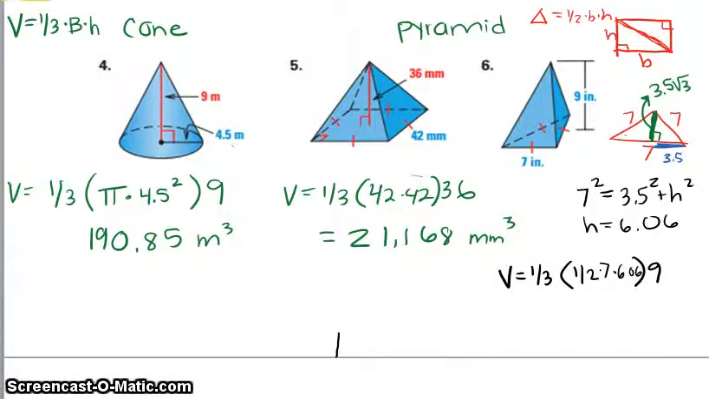So we need to multiply a lot of things here. 1/3 times 1/2 times 7 times 6.06 times 9. So that gives me a final answer of 63.63 inches cubed.